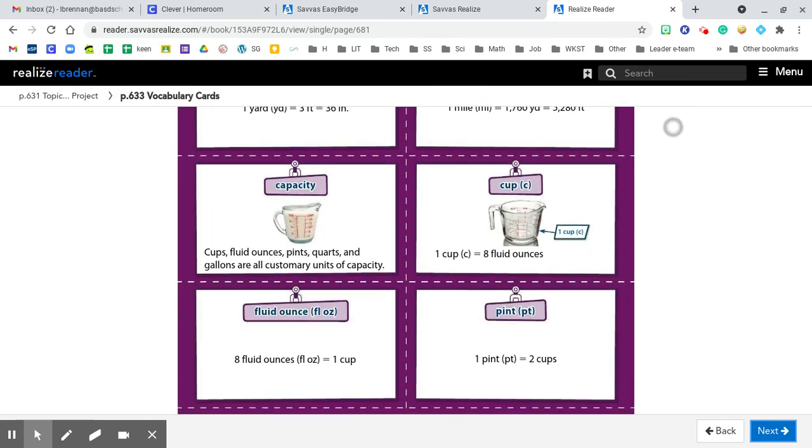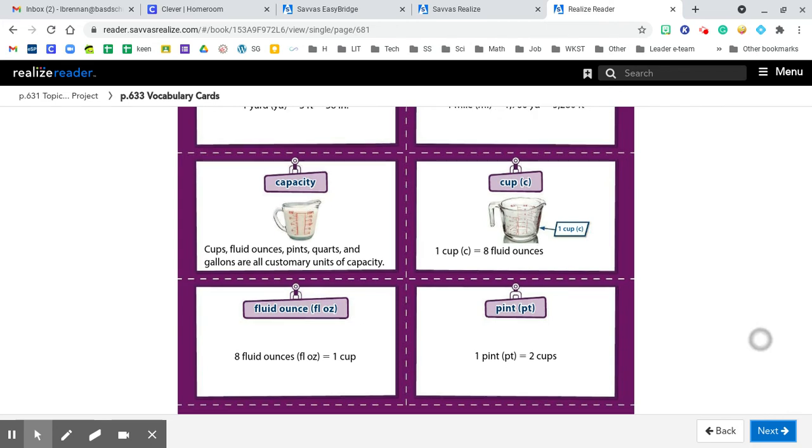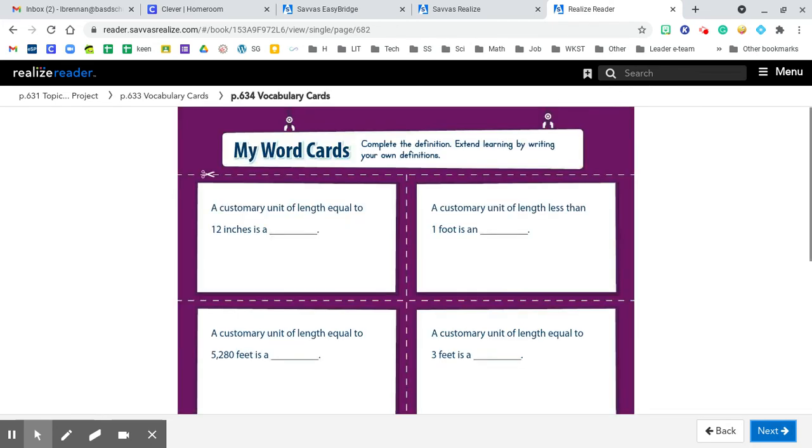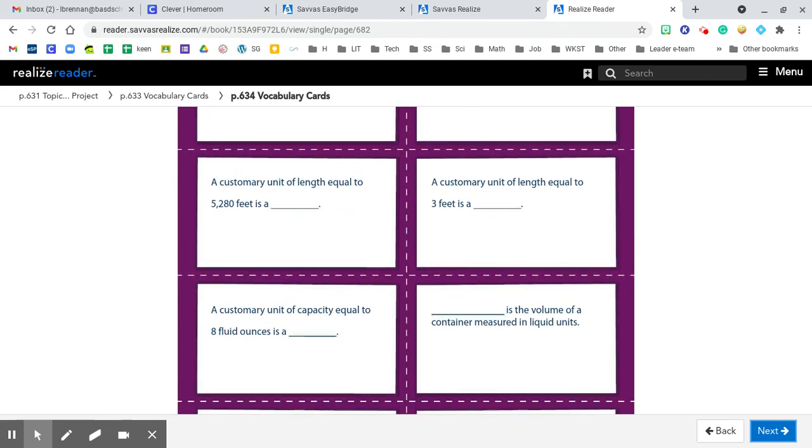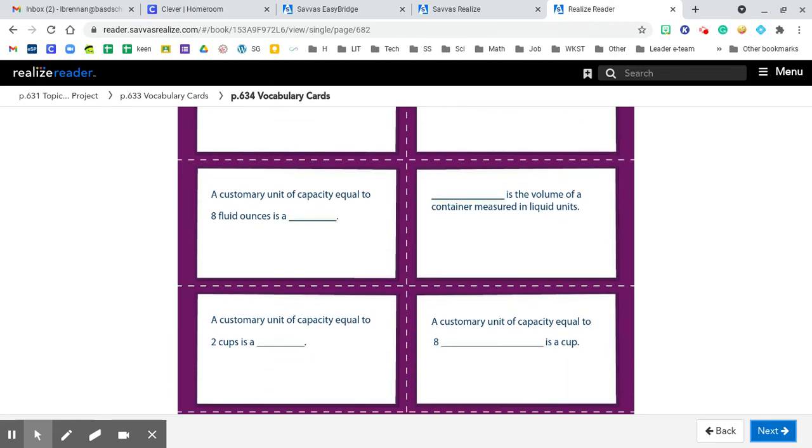That's like length. Now we're going to get into capacity, which is liquid measurement. Cups, fluid ounces, pints, quarts, and gallons are all customary units of capacity. 1 cup is 8 fluid ounces. 8 fluid ounces is 1 cup. 1 pint is 2 cups. Customary unit of length equivalent to 12 inches is a foot. A customary unit of length less than 1 foot is an inch. Customary unit of length equal to 5,280 feet is a mile. Customary unit of length equal to 3 feet is a yard. Customary unit of capacity equal to 8 fluid ounces is a cup.